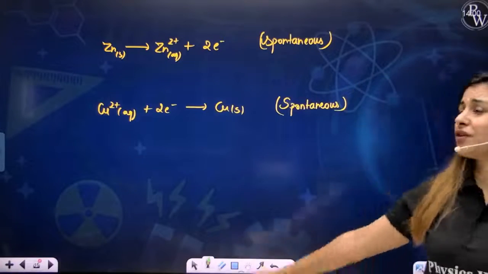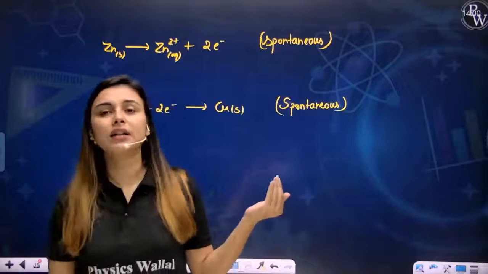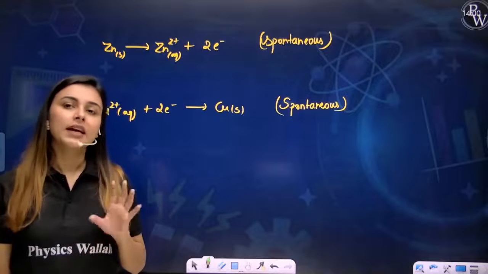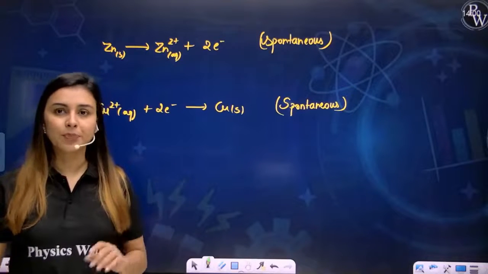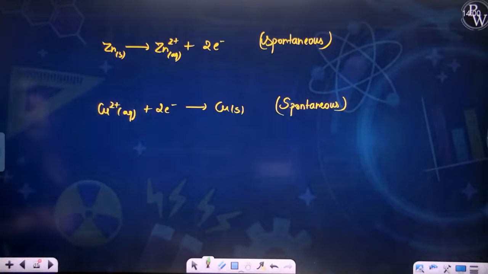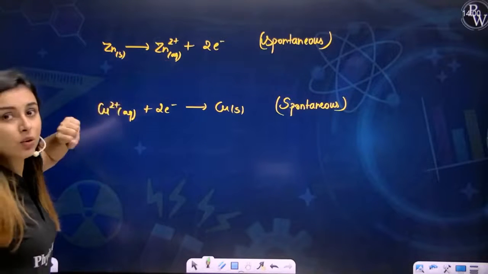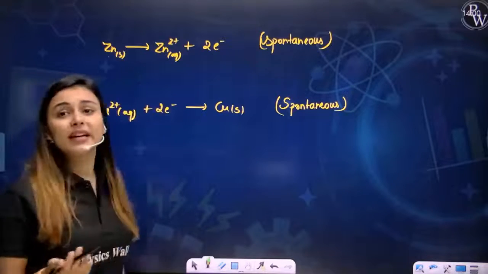If I have given you this information, can you find out which electrode is the anode and which is the cathode? Pause the video, try that, and then I'll help you out with it. Okay, so now let's imagine, my dear students, if I talk about zinc to Zn2+, I know that zinc is losing 2 electrons.